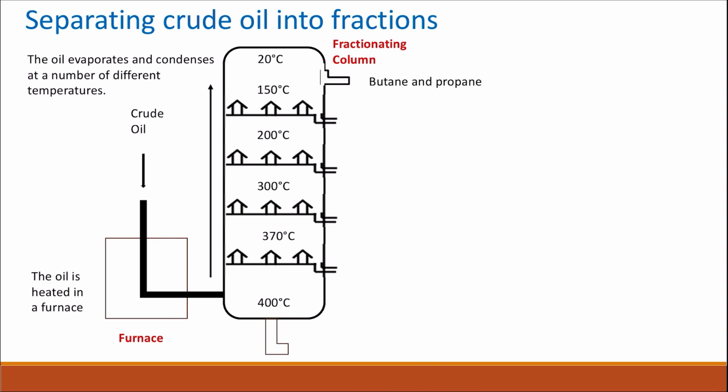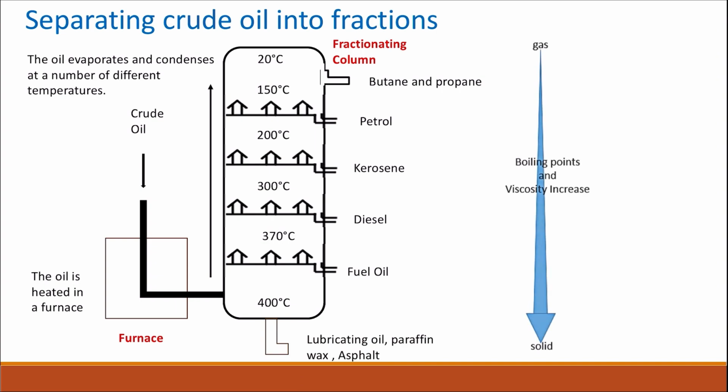At the very top of the column, where the temperature is very low, we find the gases like butane and propane, and then petrol, kerosene, diesel, and fuel oil. At the very bottom we separate the components which are solid or have very high boiling points, so they are not separated at the top, like lubricating oil, paraffin wax, and asphalt. So as you go down the fractionating column, you separate the gas at the top and solids at the bottom, and the boiling point and viscosity increase as you go down.